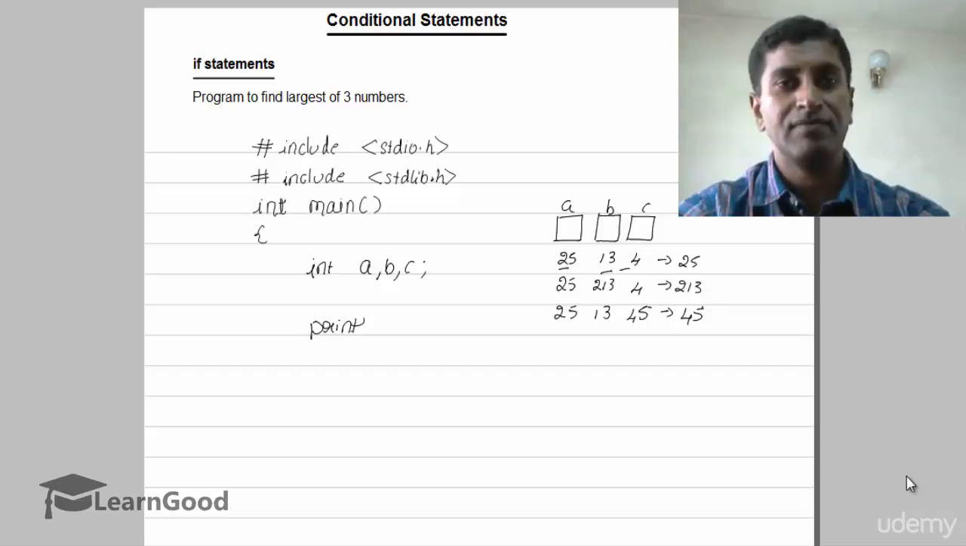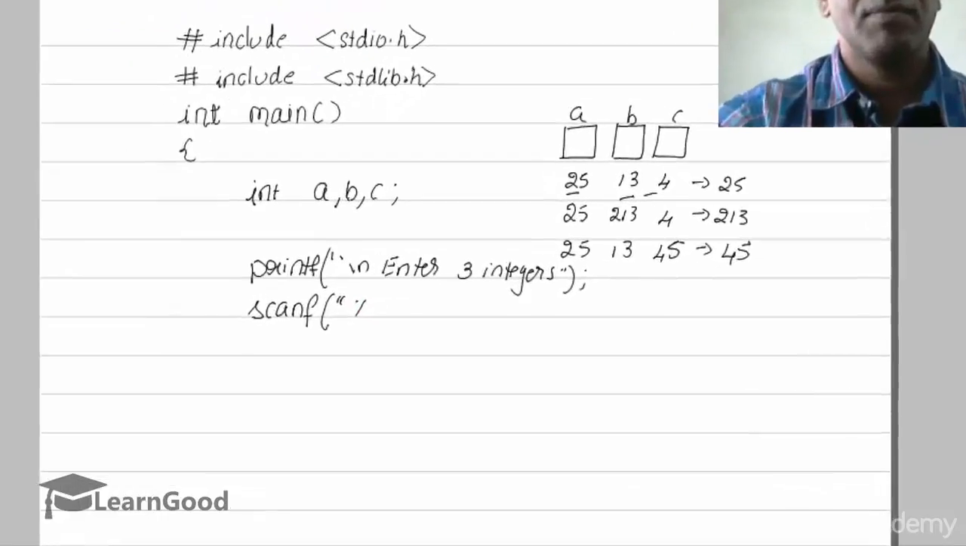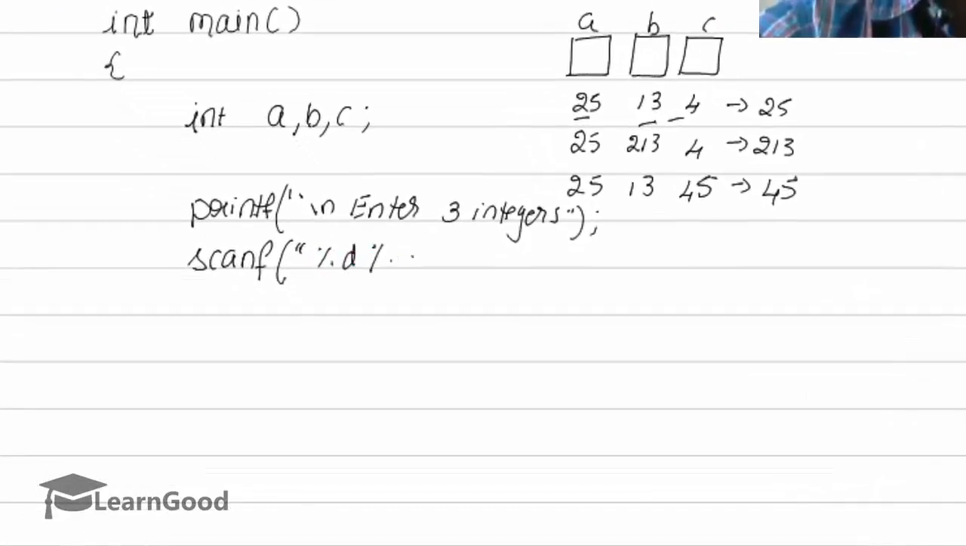Printf, enter three integers. Enter three integers that can be read by using scanf, %d, %d, %d, and then ampersand of a, ampersand of b, and ampersand of c. So I accepted the values. Okay, so now I have to check here.